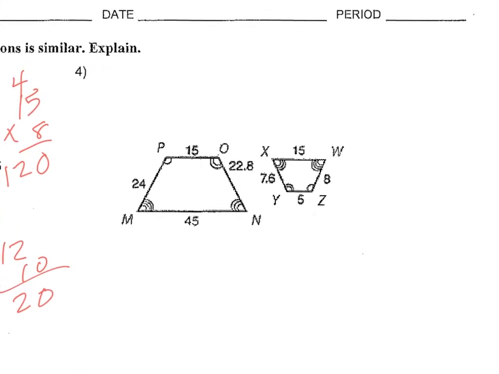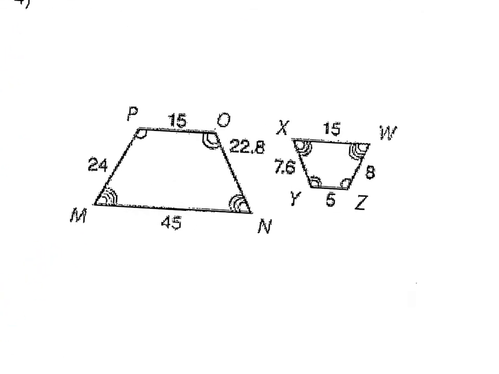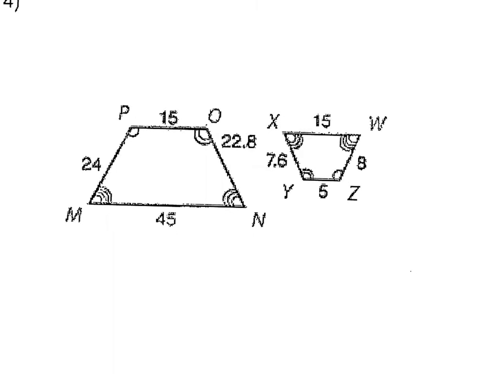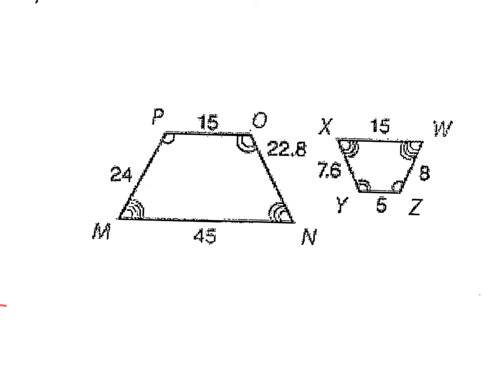Okay, number 4. This is where labeling your angles comes in mighty handy because look at this mess. Okay, so on our bigger trapezoid, we've got one little half circle here, so I'm going to put a 1. I've got 2 here, I'm going to put a 2, 3, and then 4. And then I'm going to come over here, this one's upside down. So 1, 2, 3, 4. It doesn't really matter which sides we pick because if it's proportional, it'll be the same.